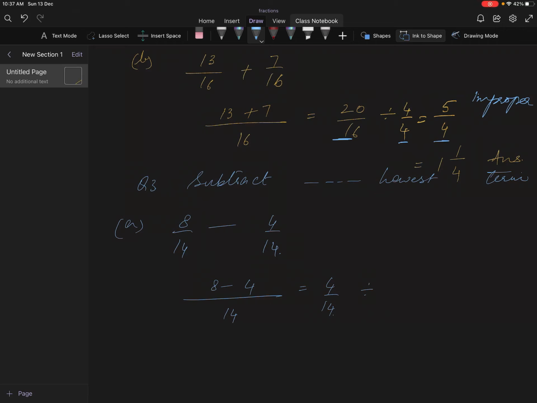Reduce to the lowest term. 14 does not come in the table of 4. Both will come only in the table of 2. 2 upon 7 is my answer.